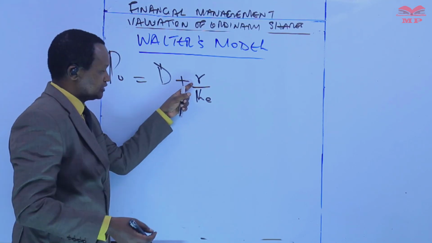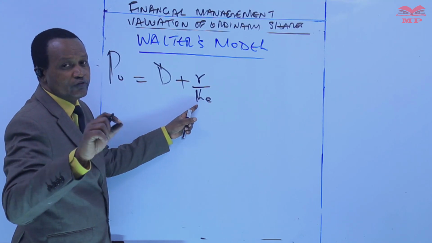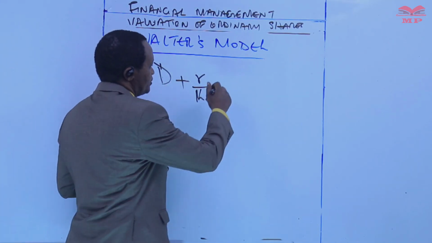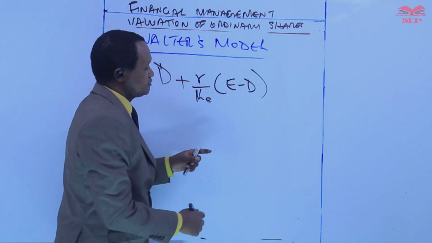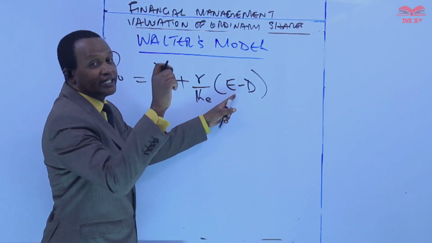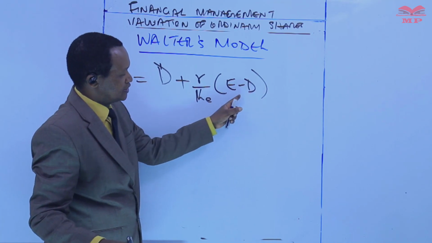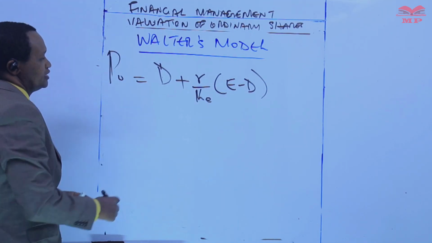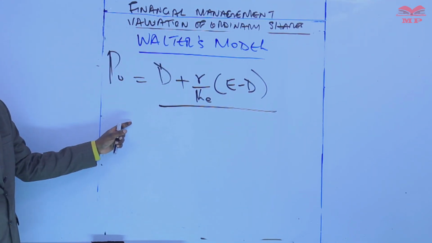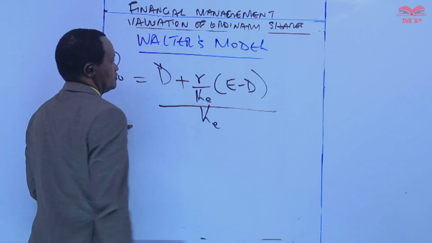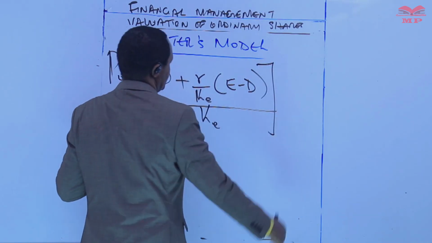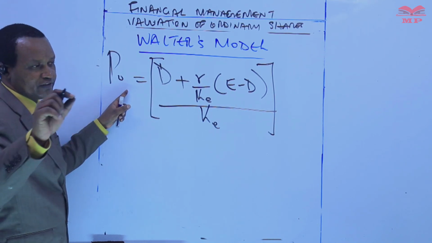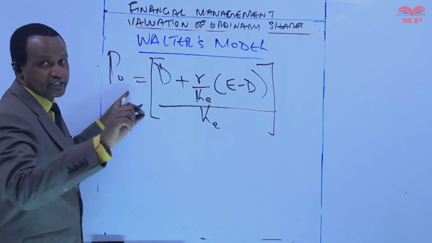So this R is the rate of return. This KE is the cost of equity. This D is the dividend per share. Then this we multiply by E minus D. E is the earnings per share and D is the dividend per share. We get the difference. So that is the numerator. Then this numerator, we divide it by cost of equity. So that's the formula for calculating the value of a share using Walters model, which is a dividend policy valuation model.